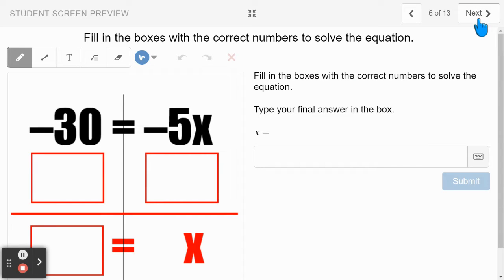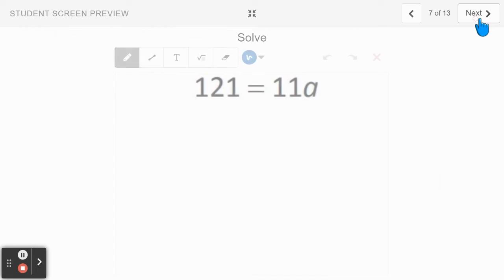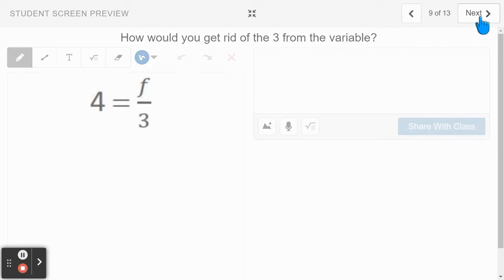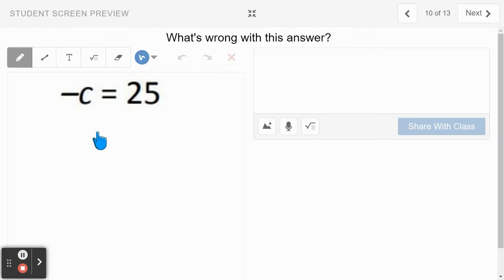Remember, a negative divided by a negative is a positive. Ooh, I gave you a little help there. Okay. Use your notes. I want to see clear explanations on this. Use your notes. All right, let's go. You got this. Ooh, this is a good one.